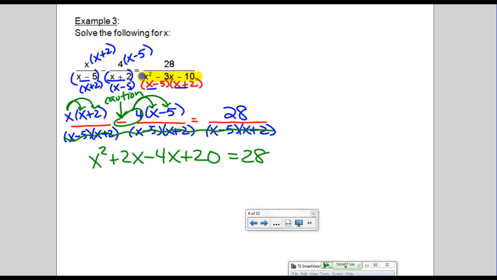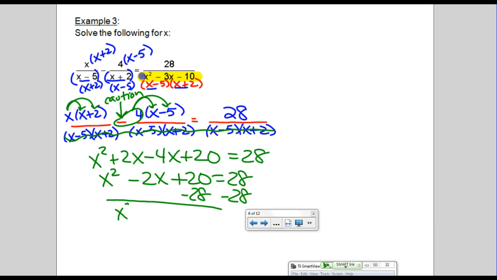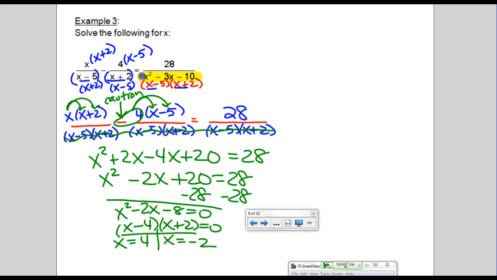Okay, and then the rest, we have a power 2 equation, a quadratic. So we're going to think simplify and equal it to 0. All right, factoring it. Okay, and then I just have to see if my answers are viable.